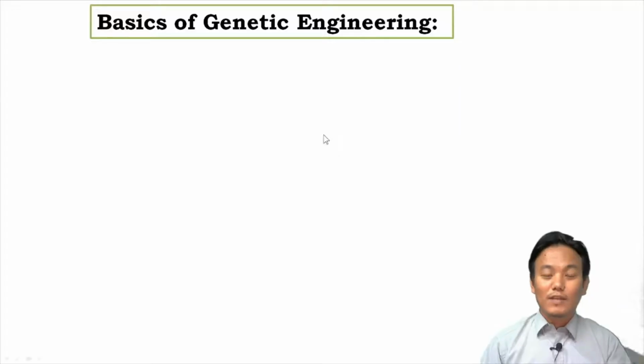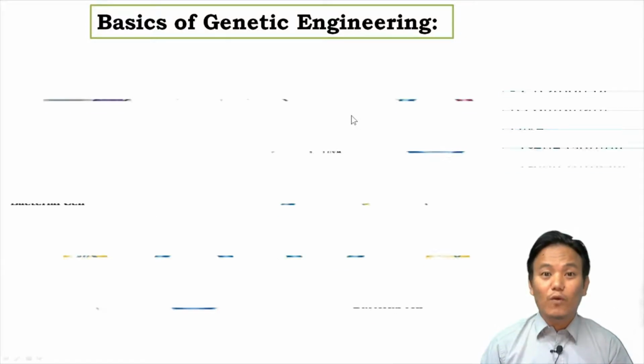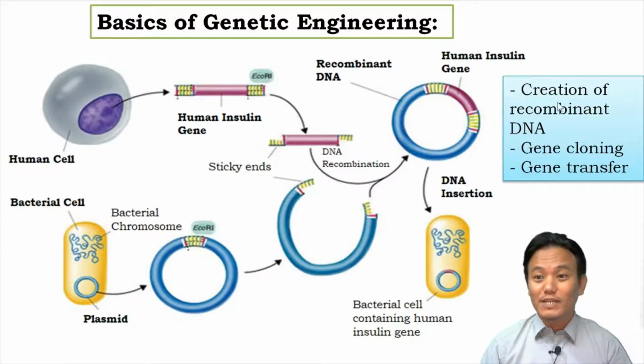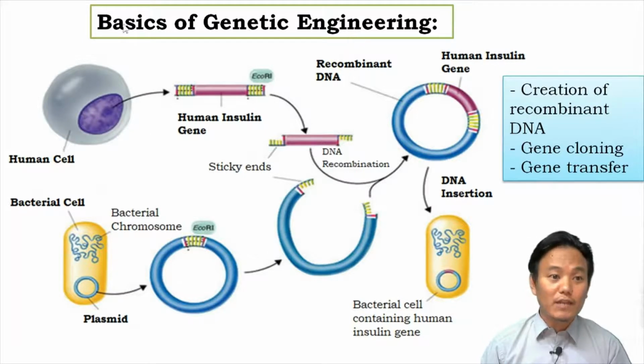Okay, let us now try to understand the basics of genetic engineering. Like I told you before, genetic engineering involves three important techniques: creation of recombinant DNA, gene cloning, and gene transfer. These are the three important techniques involved in genetic engineering. With the help of this particular diagram, let us try to understand these three techniques.